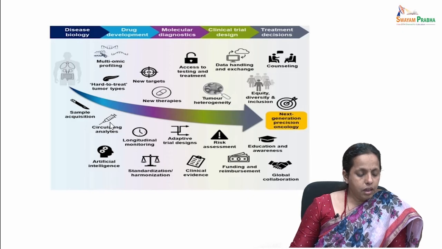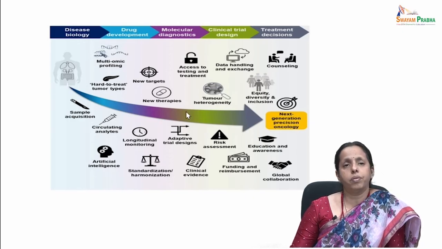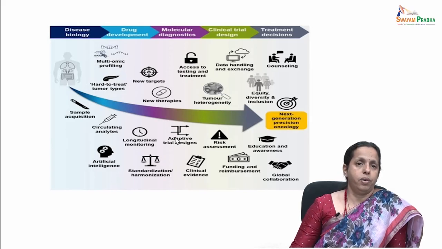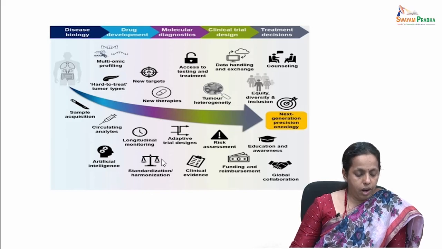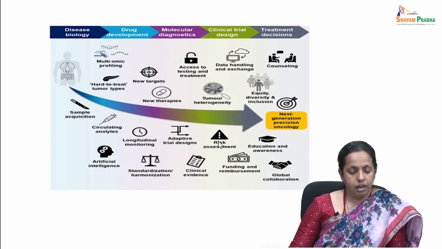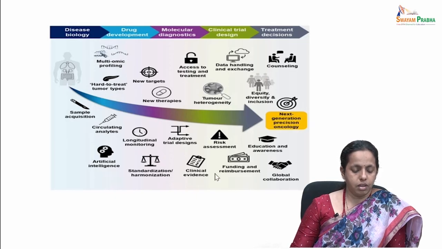And then you have again monitoring here, where you bring in adaptive trial design. Maybe should I use the old chemotherapy along with another adjuvant therapy, for example, as we have seen in CAR-T. And then you have standardization, and then clinical evidence of an improvement in treatment, or are there any risks associated with this particular precision oncology, maybe the drugs.